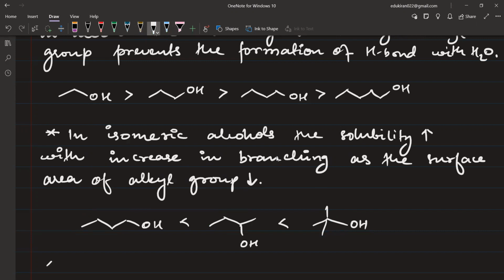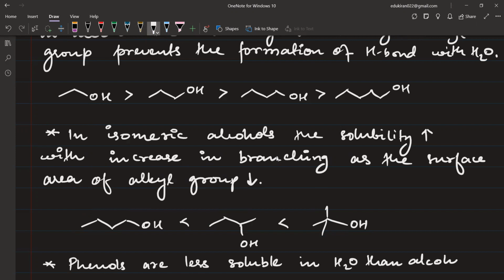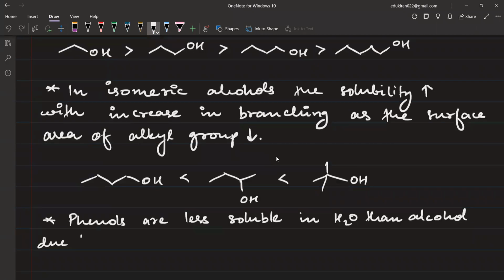Last point you will write. Phenols are less soluble in water than alcohol due to its large benzene ring.